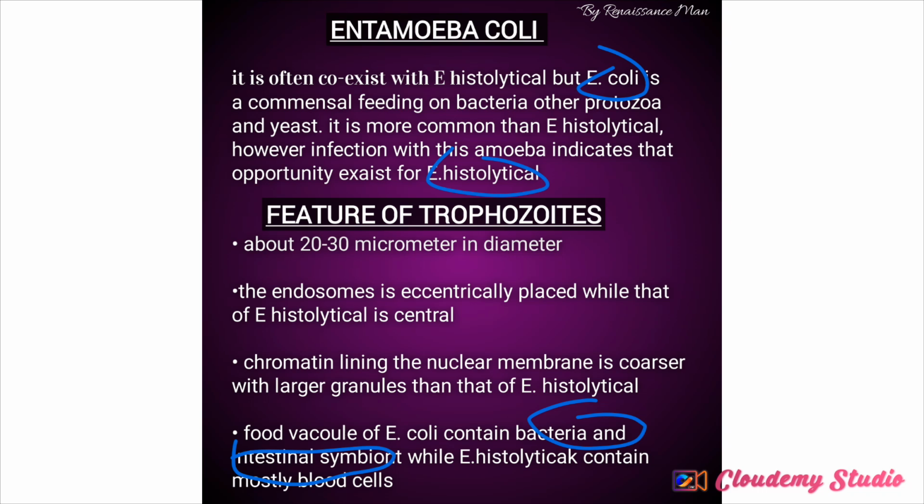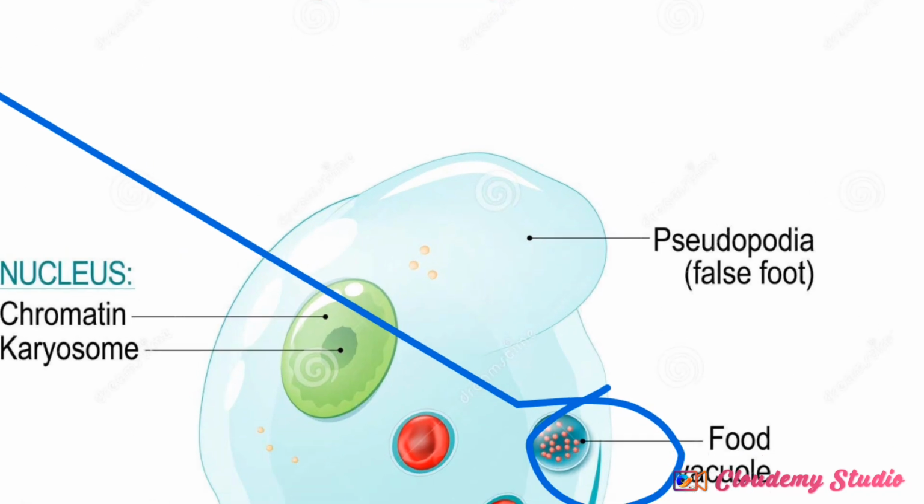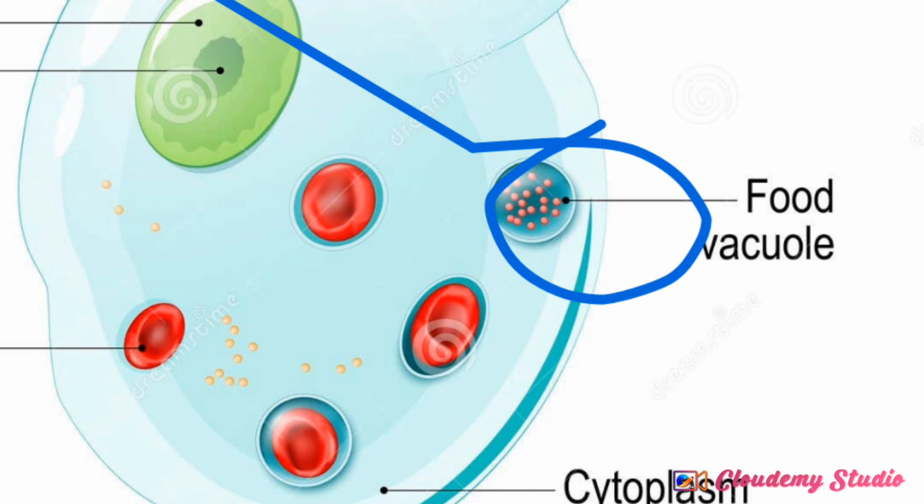I'm going to show an image that actually back that up. You understand? I'm going to show you images of Entamoeba histolytica and Entamoeba coli. Are you getting that? Now, look at Entamoeba histolytica. This is an image of Entamoeba histolytica. Can you see the food vacuole? Look at the food vacuole here. You can see something like reddish inside. So let me just try to zoom it in. And look at this. Can you see something red inside? That is the ingested red blood cell.